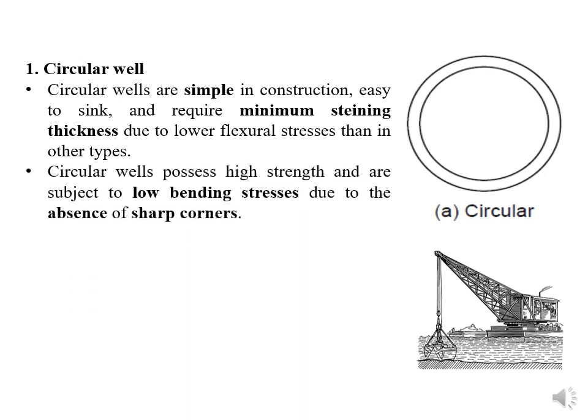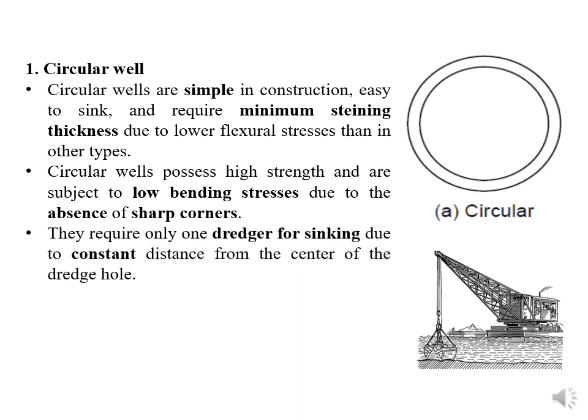Circular wells possess high strength and are subject to low bending stresses due to the absence of sharp corners. Because no sharp corners are there surrounding the wells, the dimension along the upstream side or the downstream side will be the same. So there is no problem. Low bending stresses, because the more stresses there are on the wells, the more bending stress will occur.